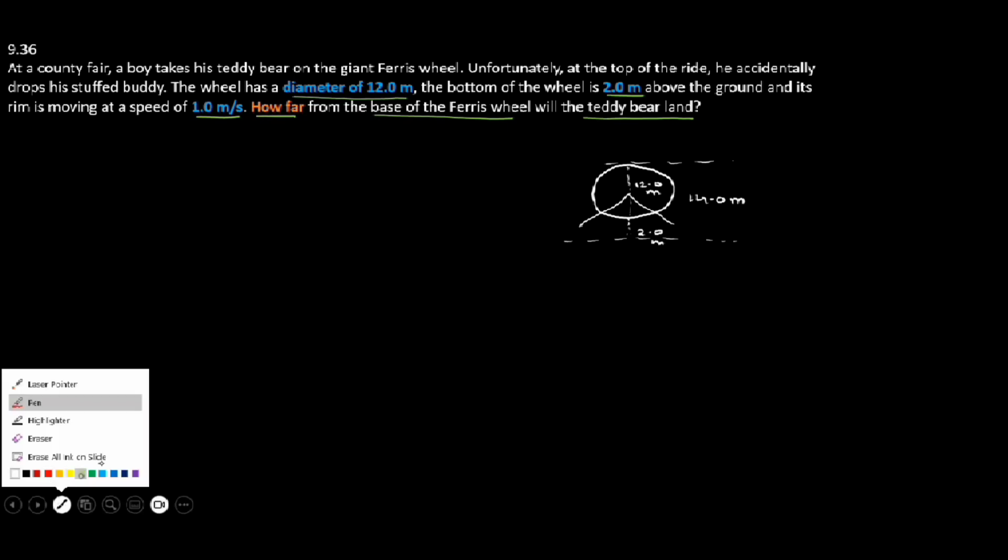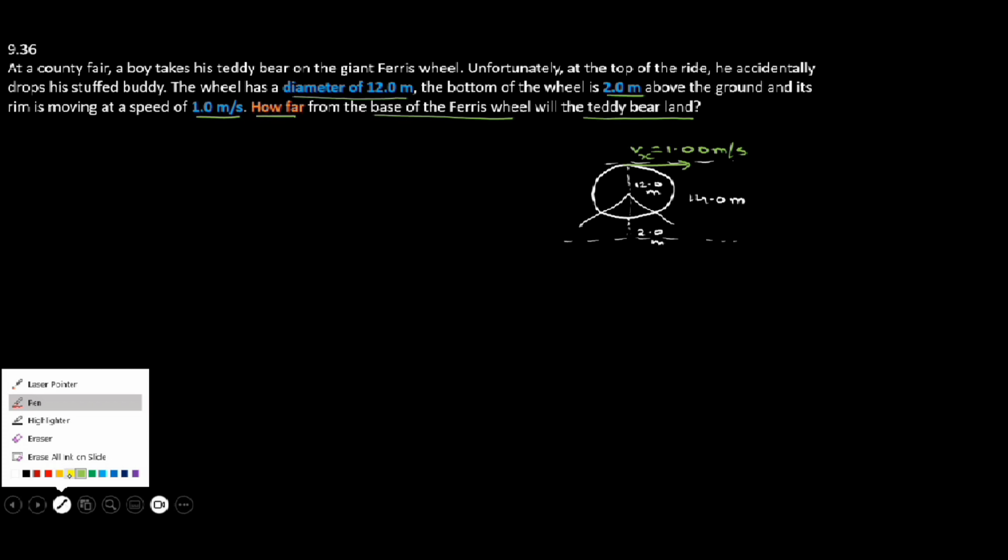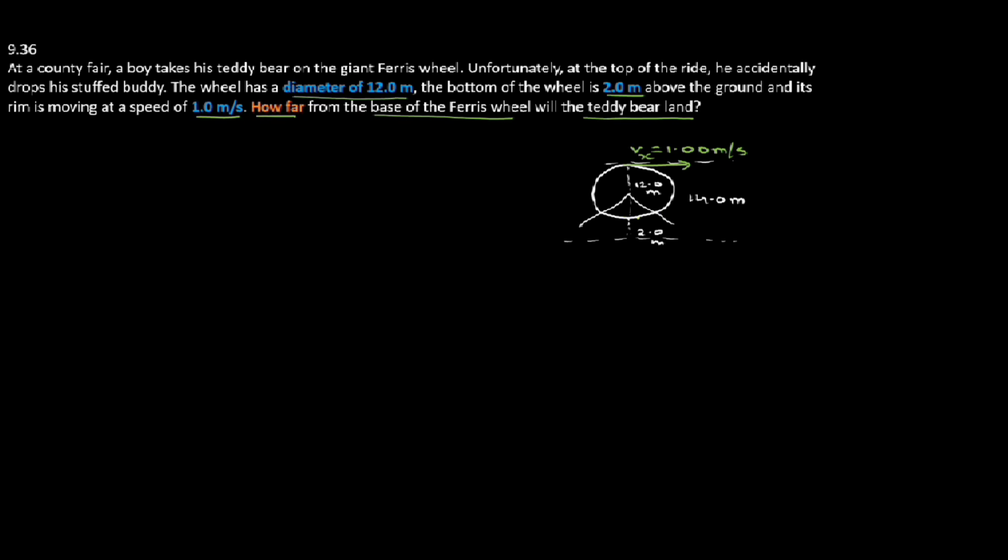The question says the rim of the Ferris wheel has a velocity of 1 meter per second. So V here is 1 meter per second. And this is the tangential velocity of the Ferris wheel. That means this is only the x component of velocity. A boy took a teddy bear in the Ferris wheel and drops it from the top. So when the teddy bear is released, it will be released with a velocity of 1 meter per second initially, and then it will fall under the influence of gravity like this, following a parabolic path.